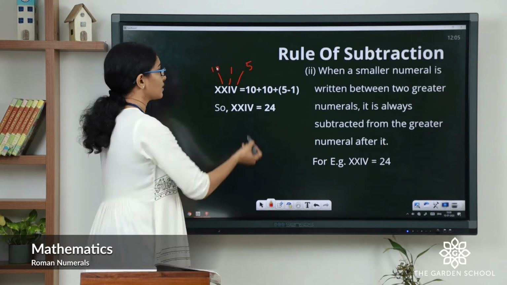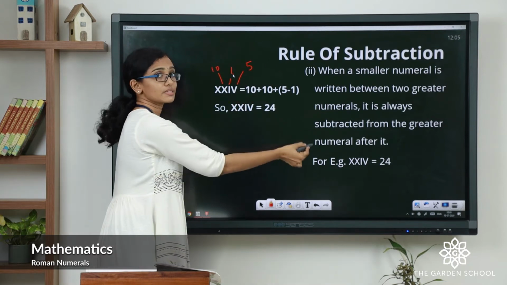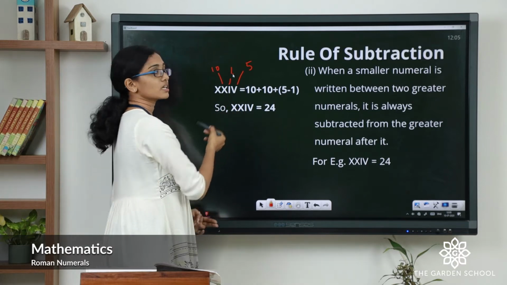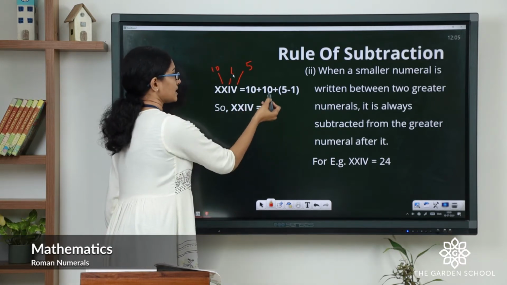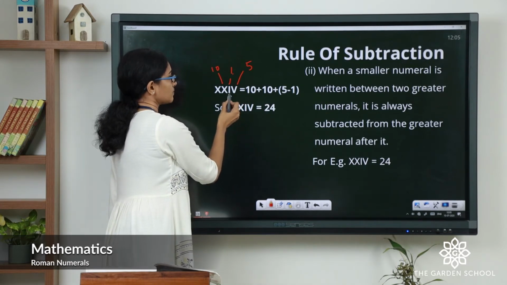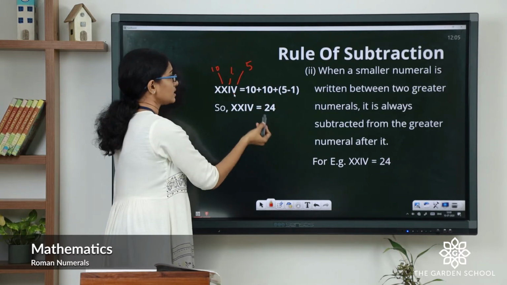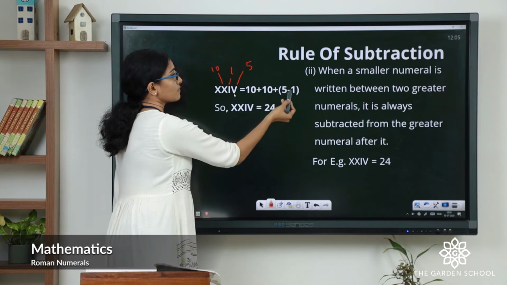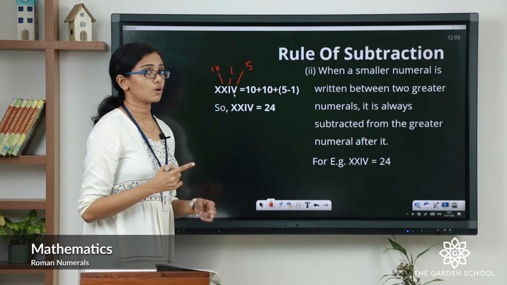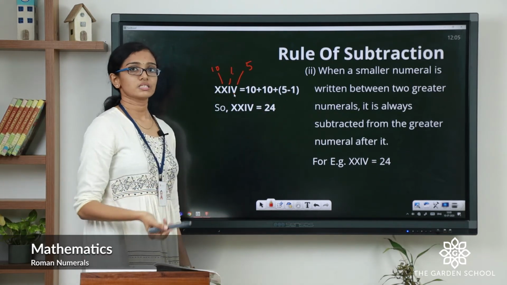So in that case, we subtract the smaller numeral 1 from the greater numeral that comes after it, which is 5. So let's take the equivalent value. 2 X's corresponds to 10 plus 10, right? And here you have the I and V. This one is subtracted from this one. So that is 5 minus 1. So the value is 10 plus 10, 20, plus (5 minus 1), 4. Remember, the calculation given in the bracket is always done first. So 10 plus 10, 20, then 5 minus 1, 4, equals 24.